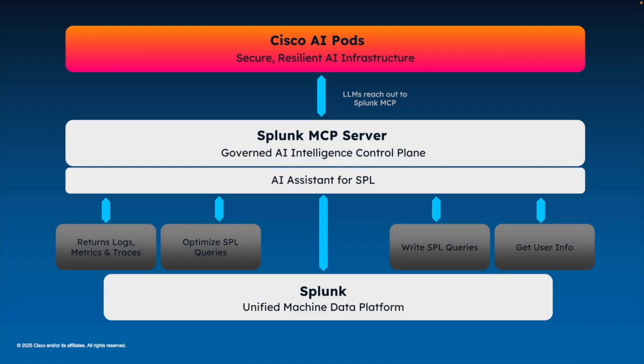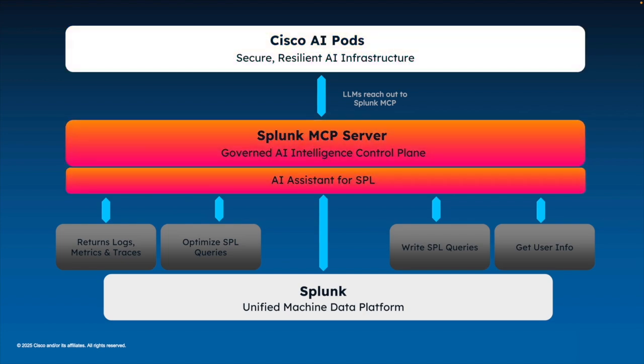Cisco AI pods provide enterprise-grade AI compute, purpose-built for secure inference and scale. They deliver isolated GPU resources, predictable performance, and policy-driven controls, so AI workloads run reliably, securely, and at scale.